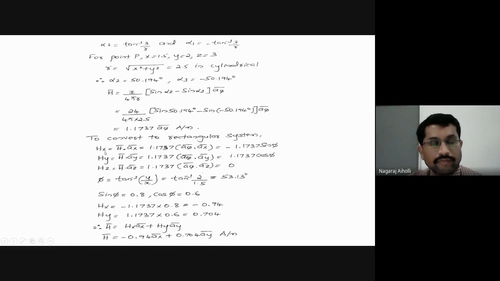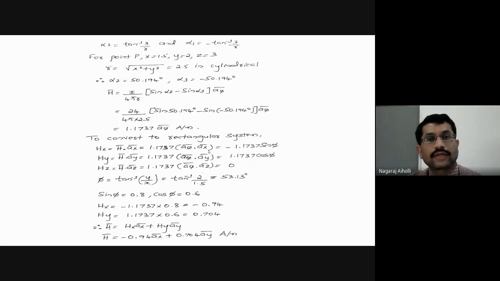Hx, if we want to find the x component of the magnetic field intensity H, is whatever we have obtained here dotted with Ax bar. Hx is equal to H bar dot Ax bar. H bar is 1.1737 A phi bar, dot Ax bar. A phi bar dot Ax bar. You have to look into the dot operator table.